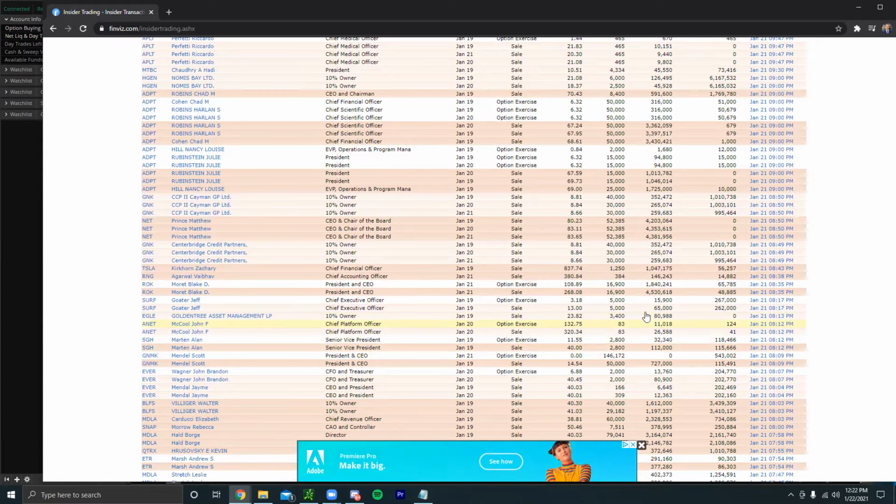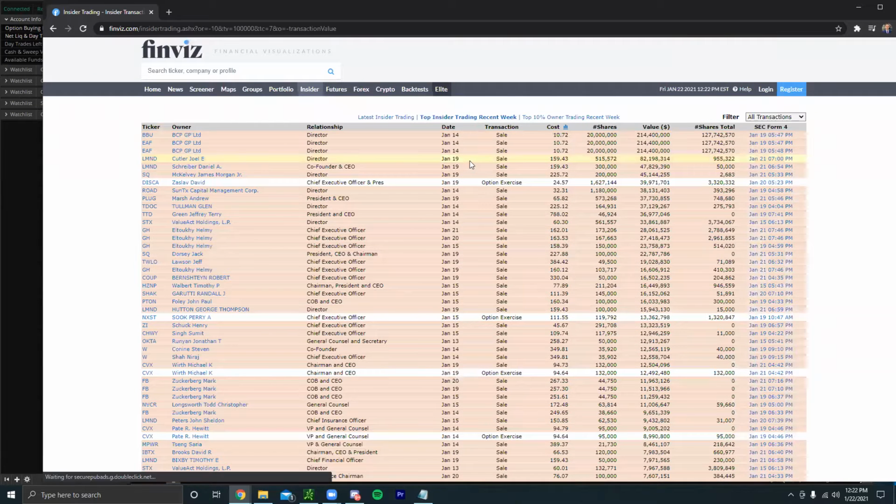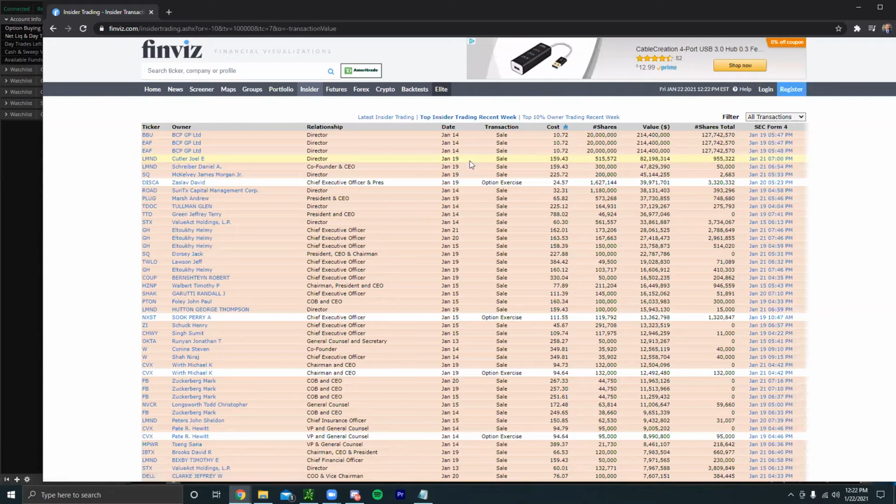So what I like to do is head over to the top insider trading. Basically, this is going to show us all the significant trades. It's not going to show us trades that are worth $670. It's going to show us trades like these top three that are worth over $200 million. So this is what I like about Finviz. Now, if we look at some of the most notable trades from this week, there were three trades for about $214 million.